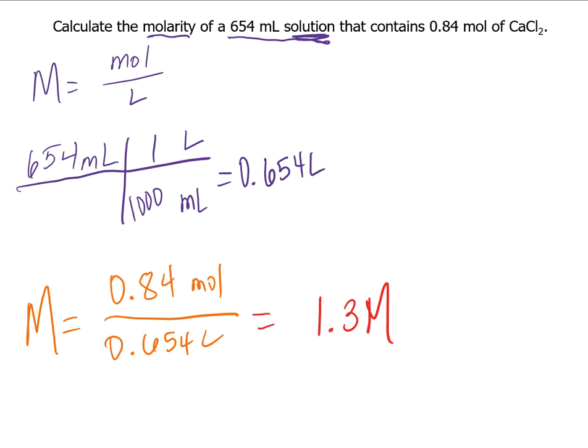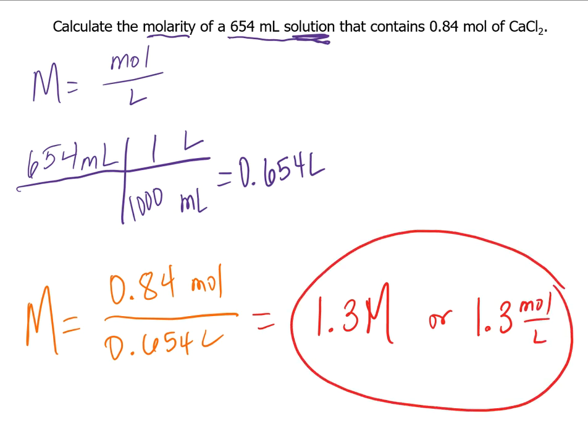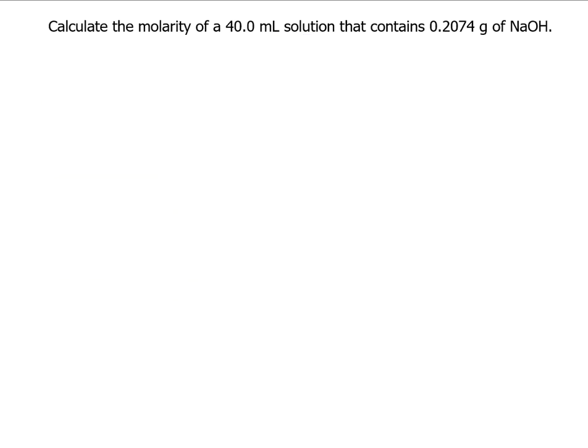So you can show it as 1.3 with a capital M, or you can show it as 1.3 moles per liter. They represent the same thing. And so that is one example. We can do another one.